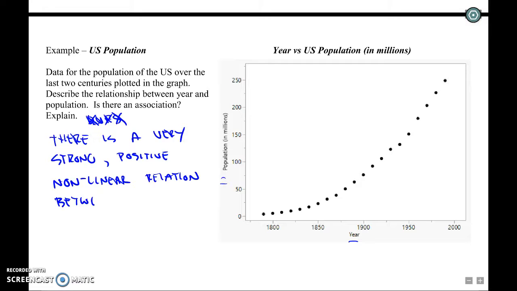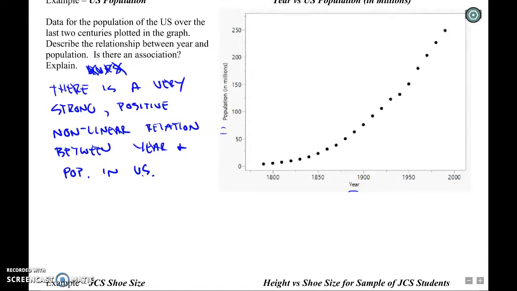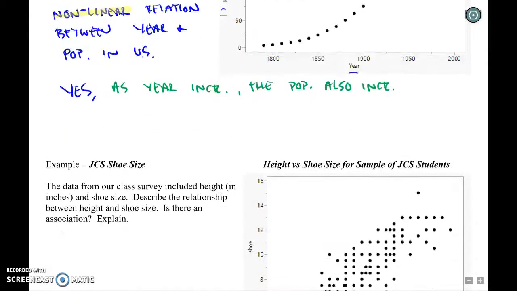Relation between year and population in the US. Is there an association? Yes, there's an association. I just said it was very strong, positive, nonlinear. That's an association. Explain. How can I explain the relationship? I'd say as the year increases, the population also increases. That's kind of at the core of what an association is.